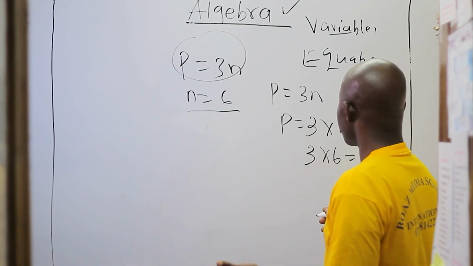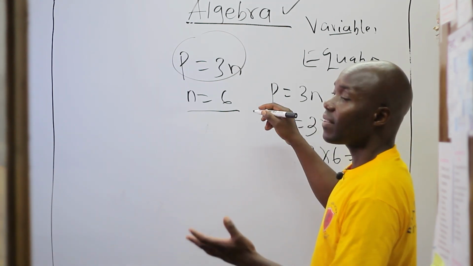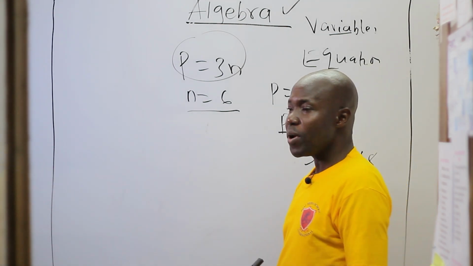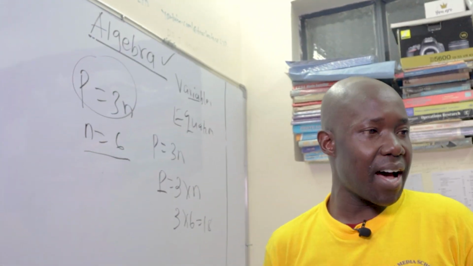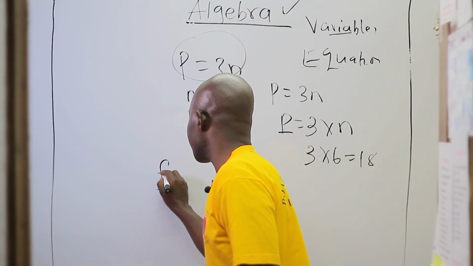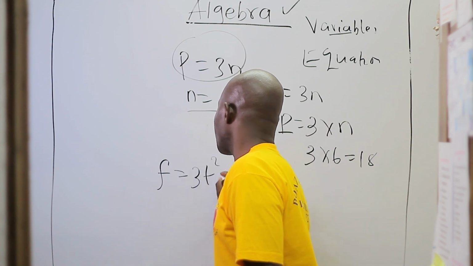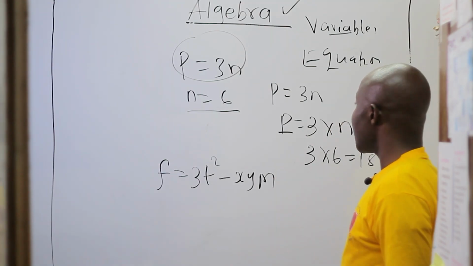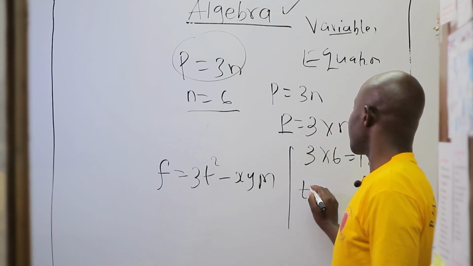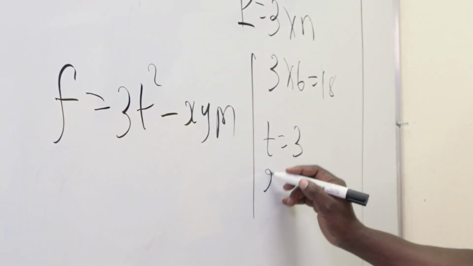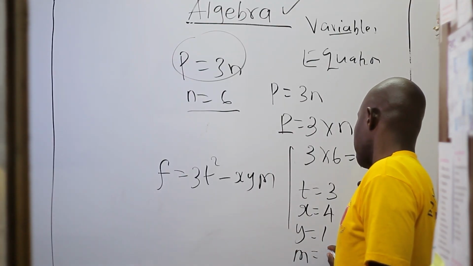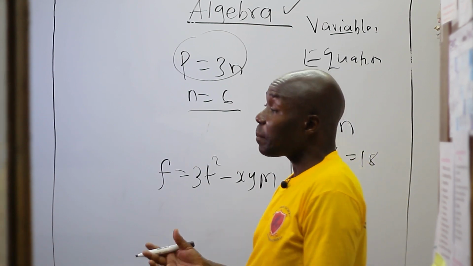It is something very, very simple. It's just playing with the letters and the rules that help you to manipulate it. A good example here, there's another question I have here. You find a student being asked, we have f is equal to 3t squared minus x, y, m. Then somebody tells you that in this case, your t is 3, given x maybe 4, y is 1, and m may be 2. So this is just a replacement.